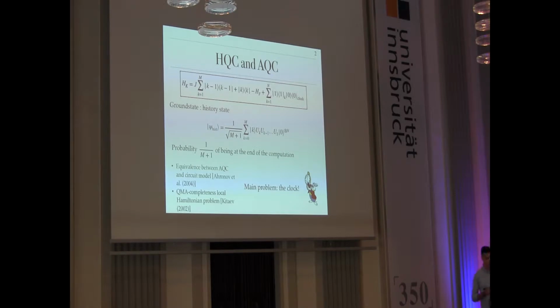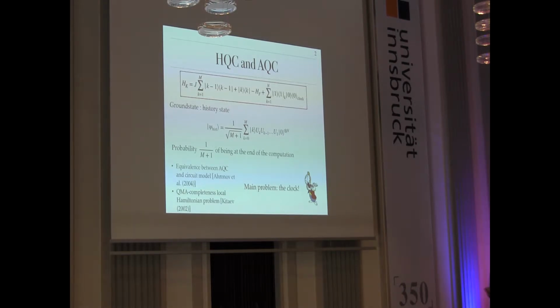Actually, Kitaev, in his book, constructed, based on the Feynman Hamiltonian, another Hamiltonian that has as a unique ground state the so-called history state. And the history state is an equal superposition of all the intermediate states of the computation that we defined before. He constructed this Hamiltonian starting from the Feynman Hamiltonian and summing some terms. And as you see, the probability of being at the end of the computation is 1 divided by m+1. So it's not like 1 divided by 2 to the m, which would be bad.